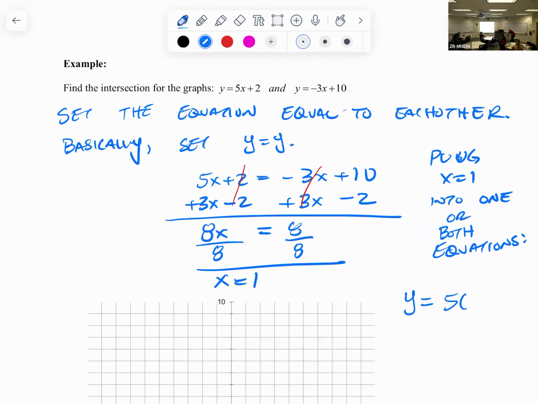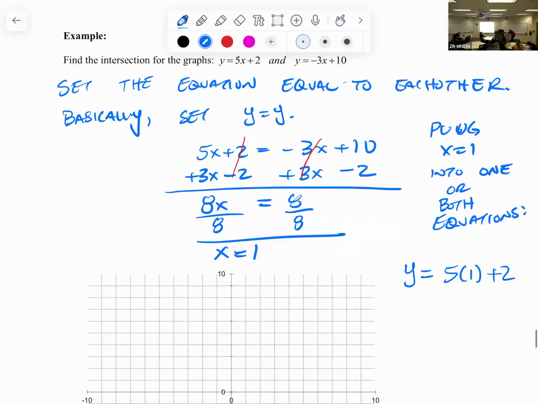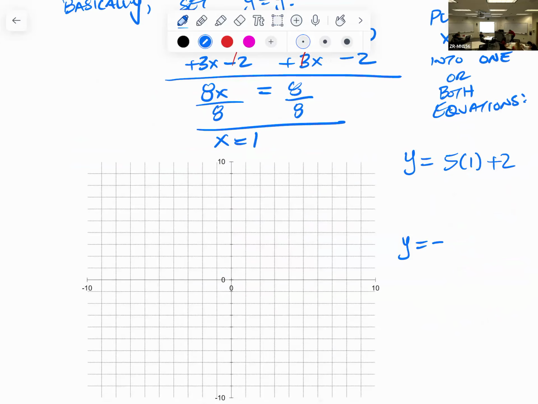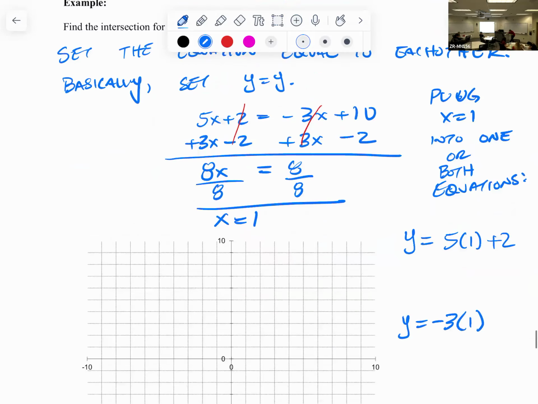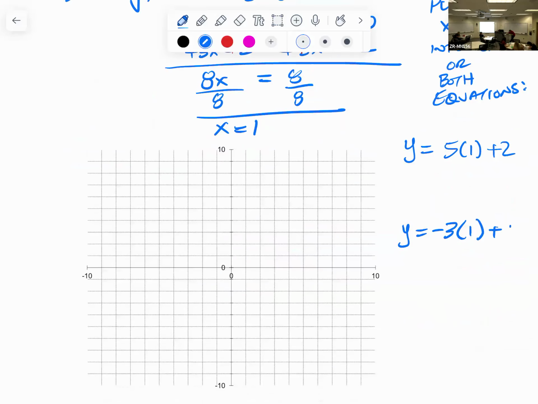y equals 5 times 1 plus 2, and y equals negative 3 times 1 plus 10. That gets 7, and negative 3 times 1 plus 10 is 7 too. Oh, look, 7. So they intersect at the point, always a point pair, (1, 7). Everything we do is point pair notation.